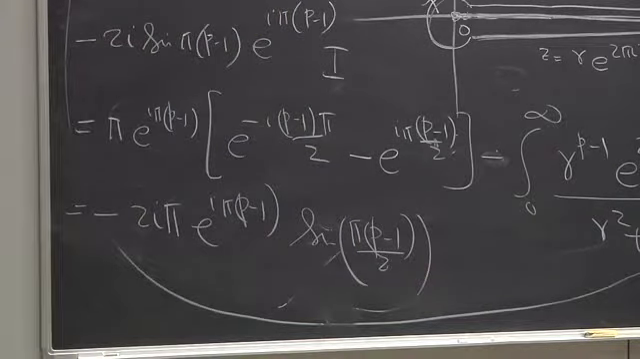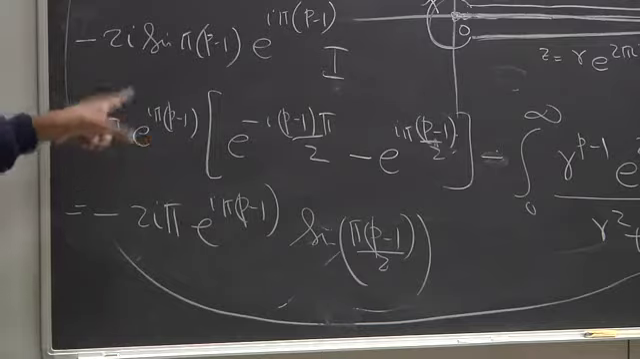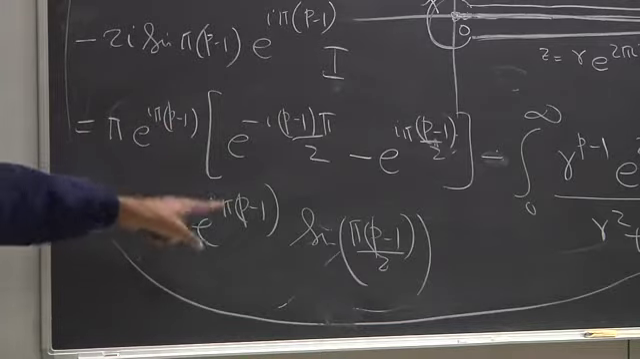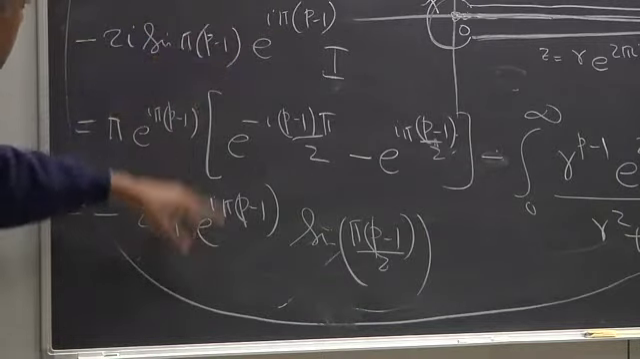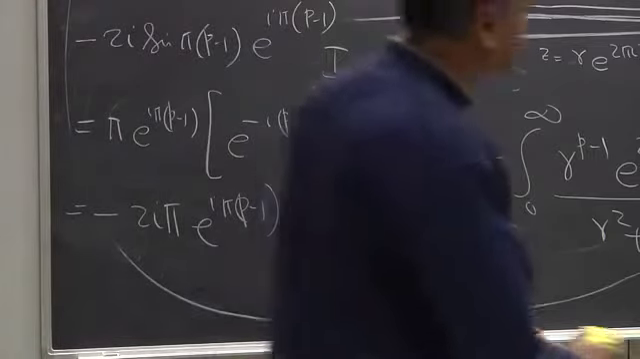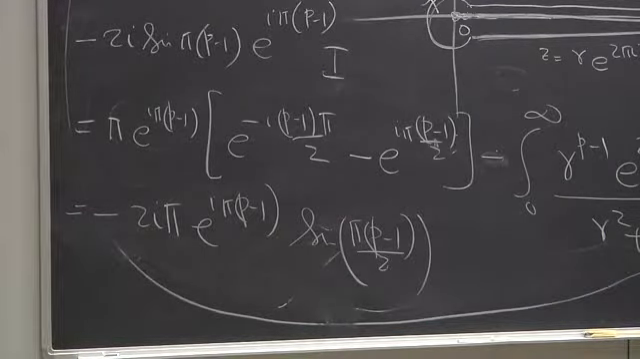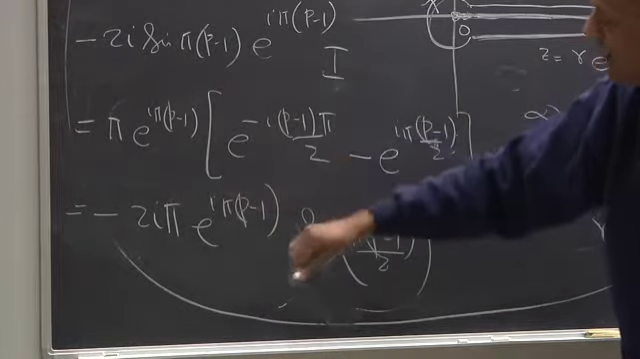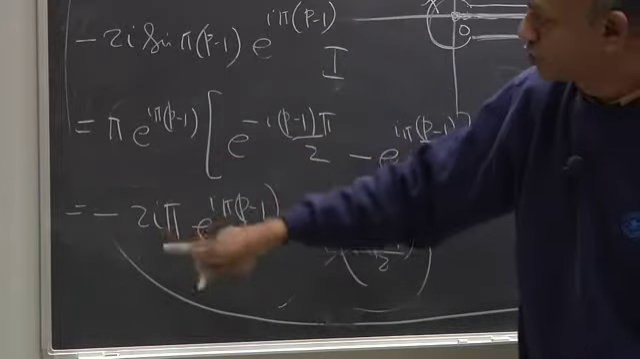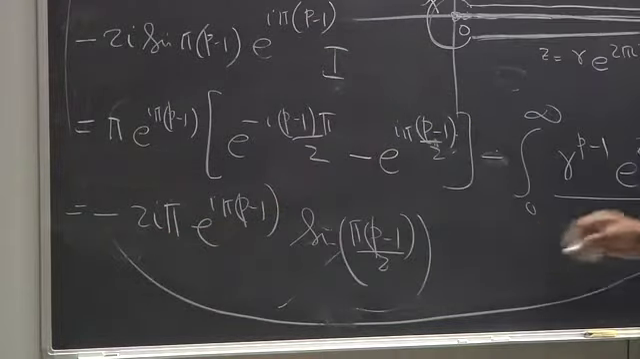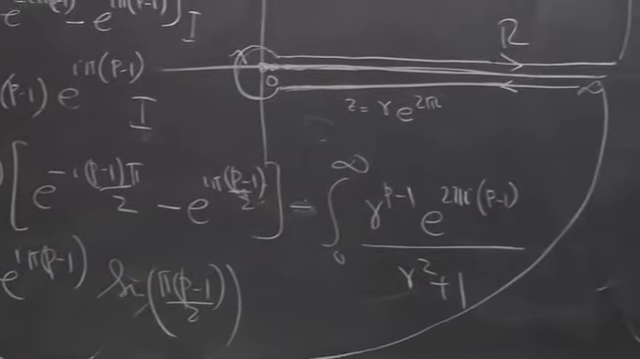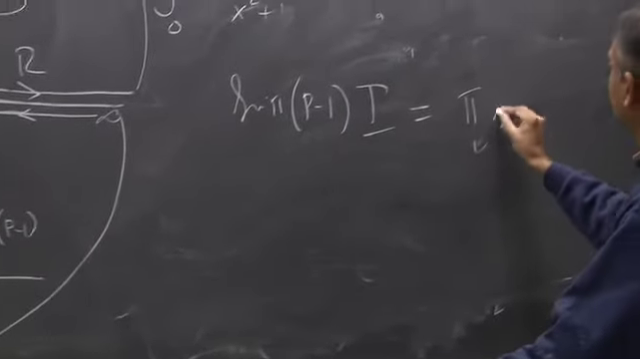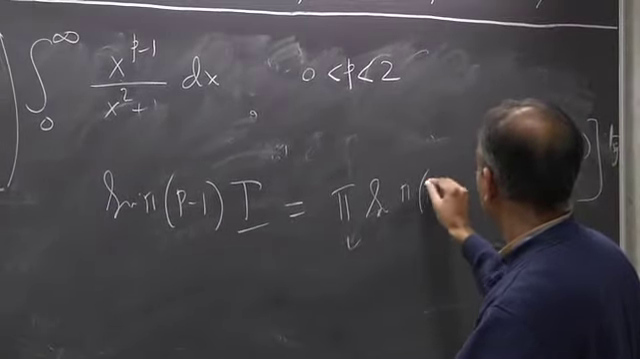Okay, it's okay, because I was worried about this overall phase, but this overall phase cancels on both sides. So this is equal to that, we are saying, right? This phase cancels. Minus 2i also cancels. So what we have is sine pi (p minus 1) times the integral I is equal to pi times sine pi (p minus 1) by 2.